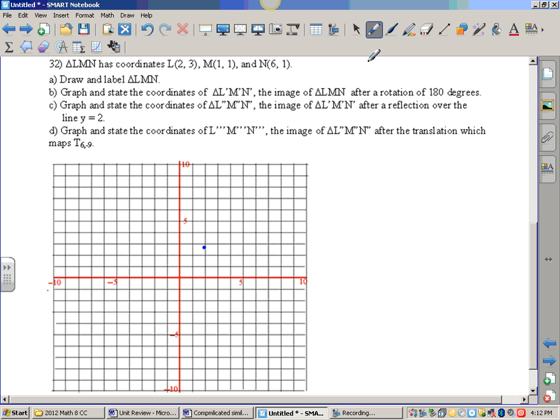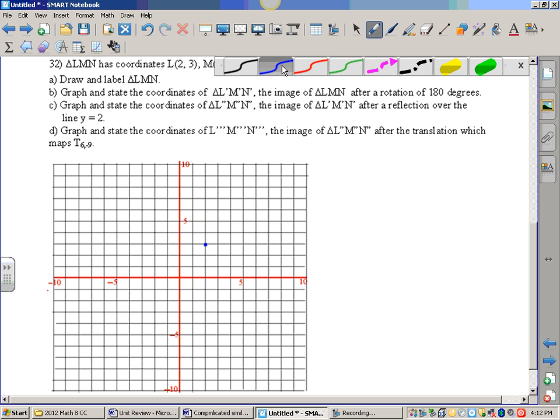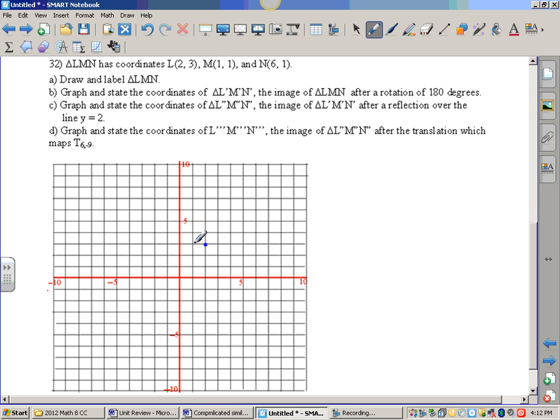We're going to start off just by graphing. That's my L, 2, 3, M, 1, 1, and N, 6, 1.